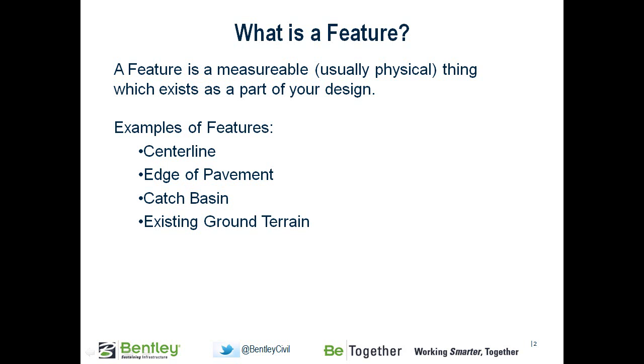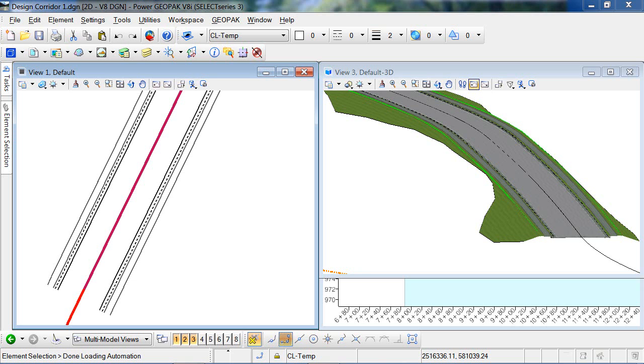What is a feature? A feature is a measurable thing which exists as part of your design. Usually a feature is a physical thing, but it can be intangible, such as a centerline. Some examples of features are the centerline, edge of pavement, catch basins, terrain models. So let's take a look at how these manifest in your design.